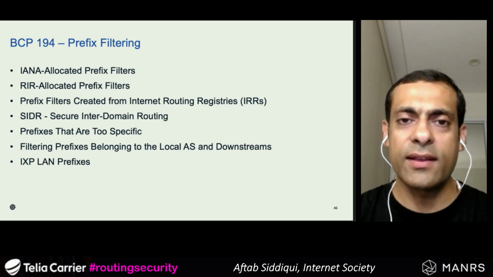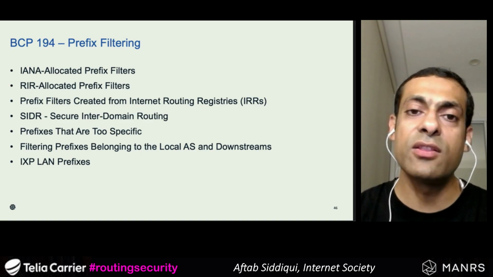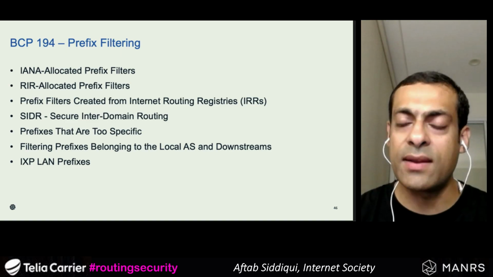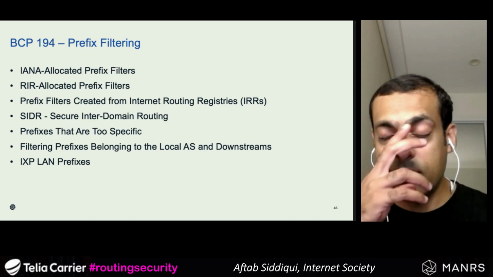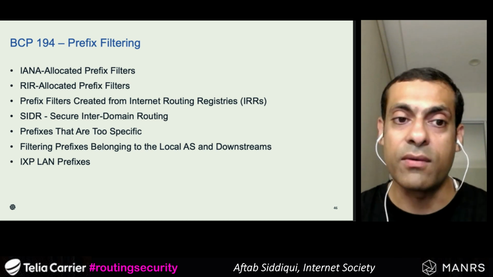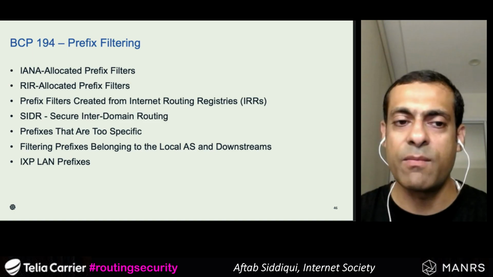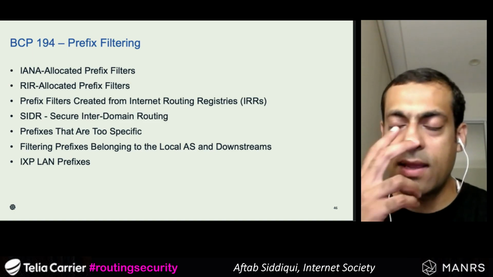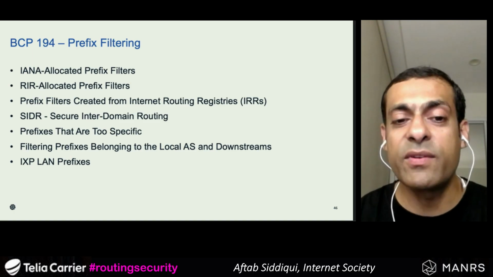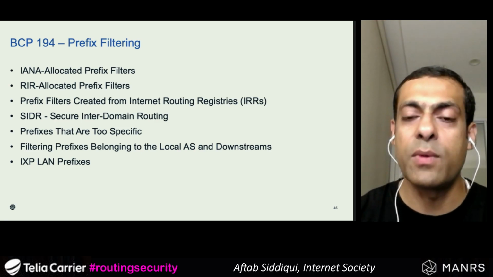If you have local customers, if you have downstream customers, you should not be accepting their prefixes coming in from the internet, right? So they are your customers. If you are receiving those prefixes from the internet, there's something wrong, right? So you should never be accepting the prefix from the internet for your downstream customer. And if you're connected to the IXP, then IXP LAN prefixes should never be part of the global routing table.